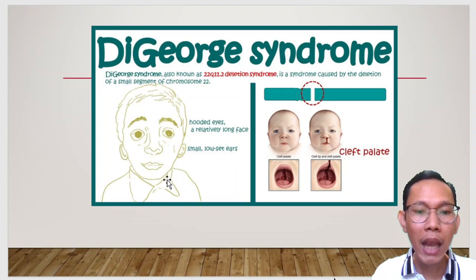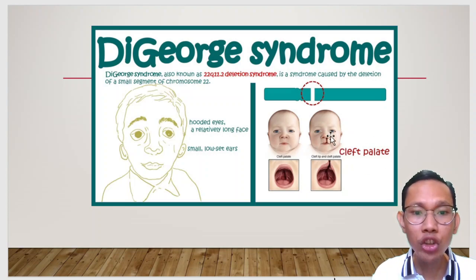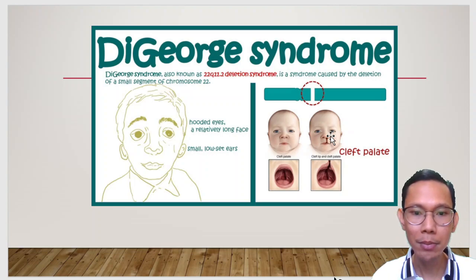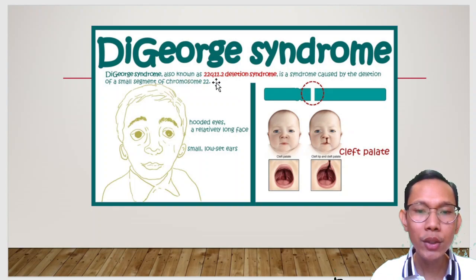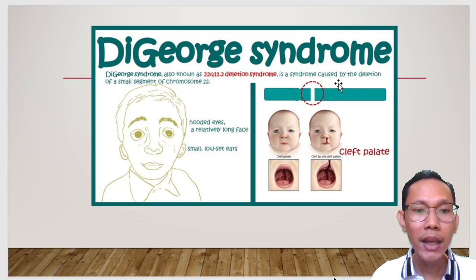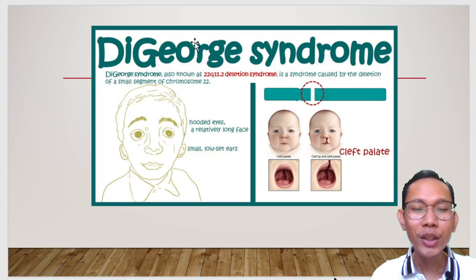T, thymic hypoplasia. That's why patient is very prone to infection. They will have a recurrent infection. Letter C. Anong letter C? They have cleft palate. That's what you can see. And H, since they have a defective parathyroid gland, there will be hypocalcemia. And 22, also known as 22q11.2 deletion syndrome, which is caused by the deletion of a small fragment of chromosome 22. So that is your DiGeorge syndrome. These are common in young individuals who have recurrent infection.